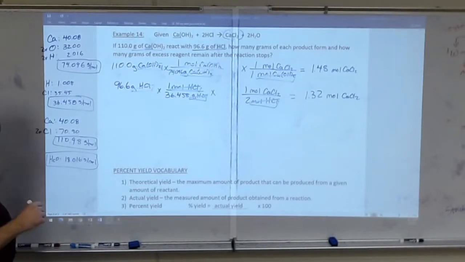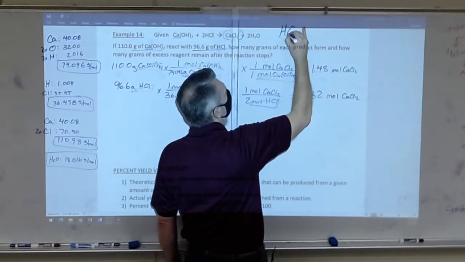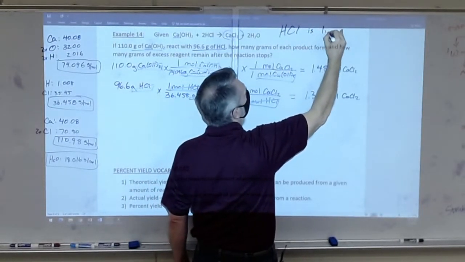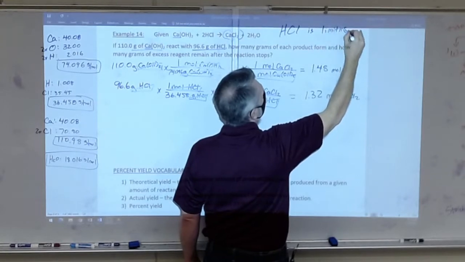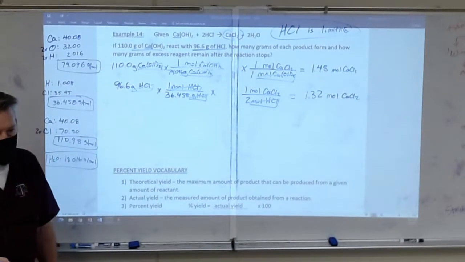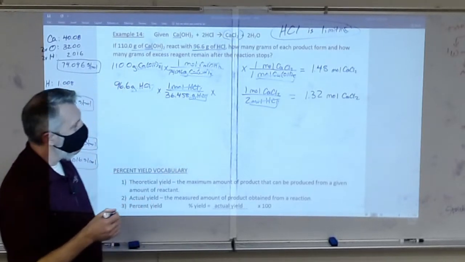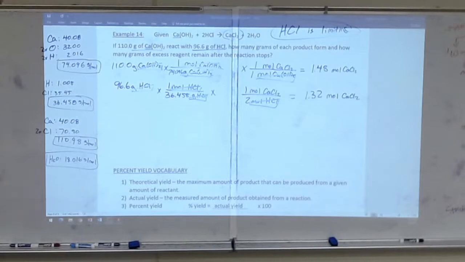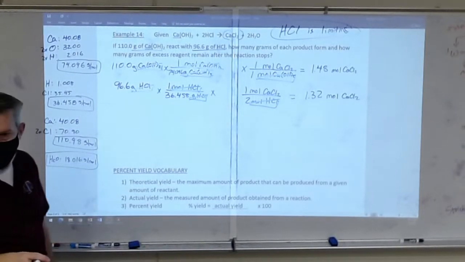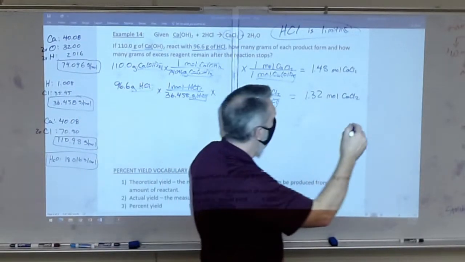HCl. So I know HCl is my limiting reactant. That is the most, 1.32 moles of calcium chloride is the most I could possibly make. Did I ask you for moles though? I asked you for grams, but you know how to get from moles to grams, right?